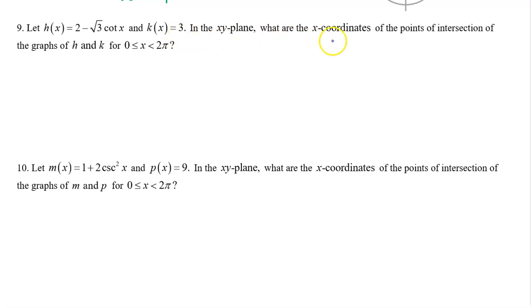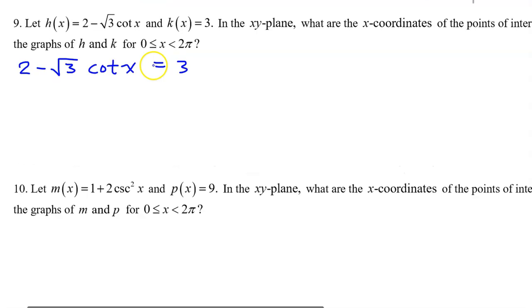In the xy plane, what are the x-coordinates of the points of intersection of the graphs of h and k between 0 and 2 pi? Let's set h of x equal to k of x and solve. First, we subtract 2 from both sides. That leaves negative radical 3 cotangent x is equal to 1.